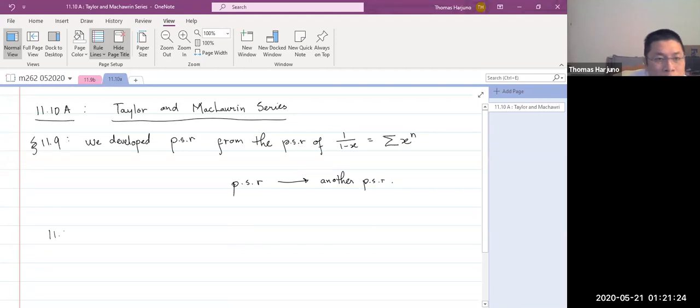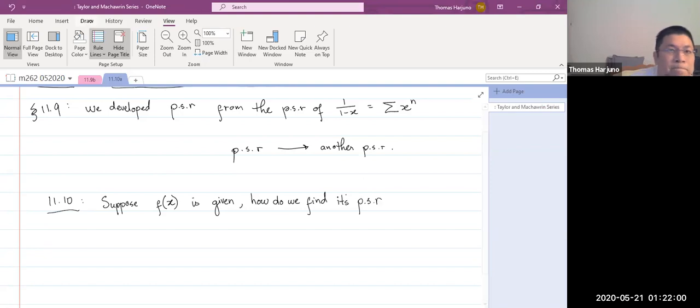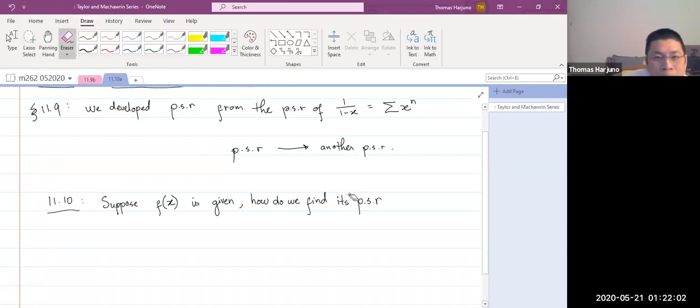Now in 11.10, we will attack a more general situation. Suppose we have a function. Suppose f(x) is given. How do we find its power series representation, if any?